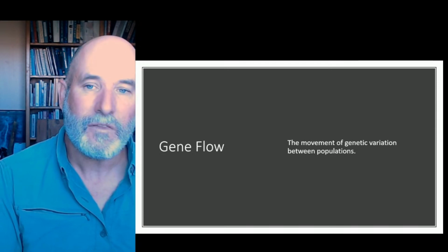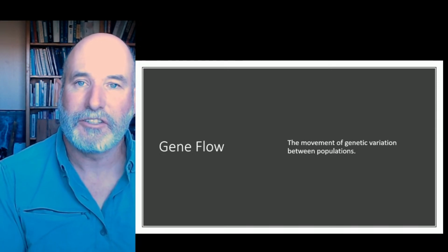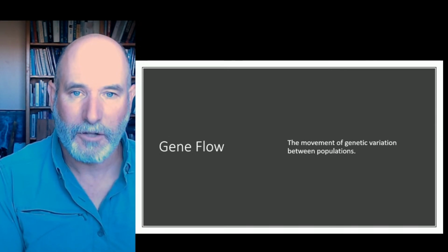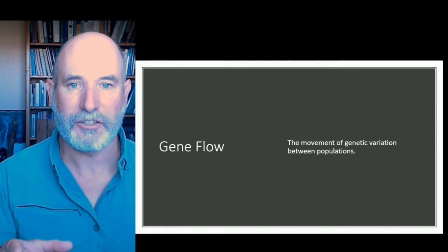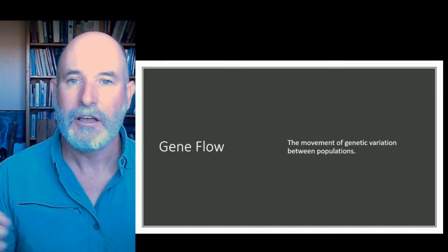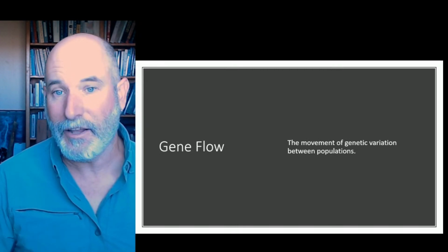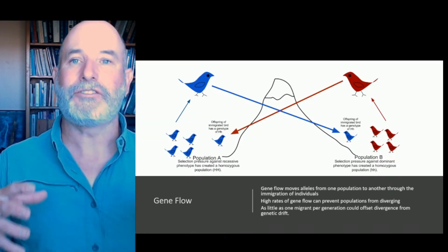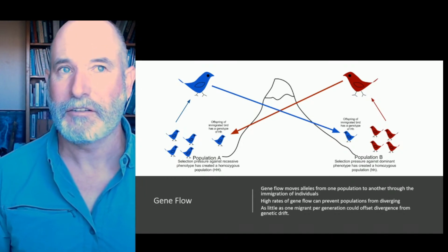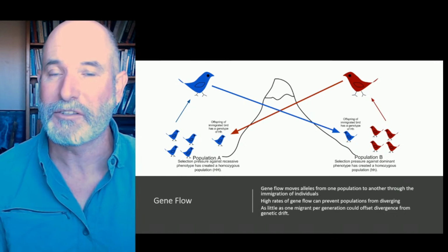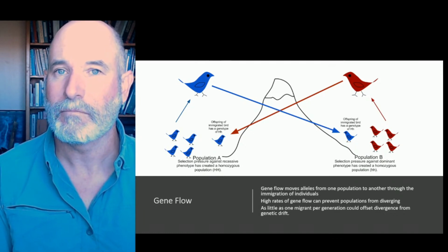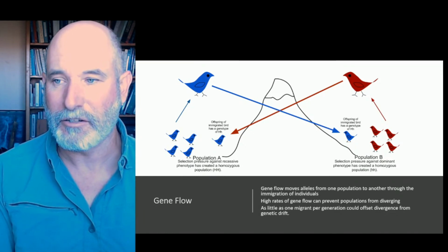Okay, the next one. So that's genetic drift. Next is gene flow. Gene flow is a movement of genetic variation. We're just going to move genes between populations. Now, interestingly, gene flow, by definition, can cause evolution because you're changing the allele frequency of that population, and the population is a unit of evolution.